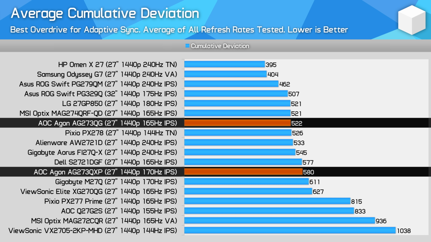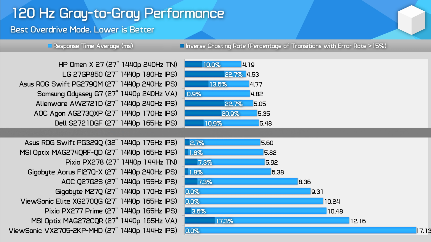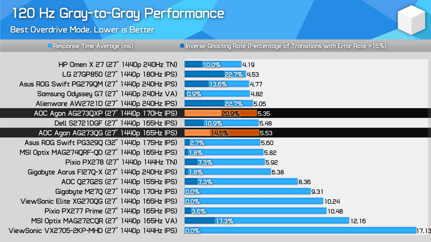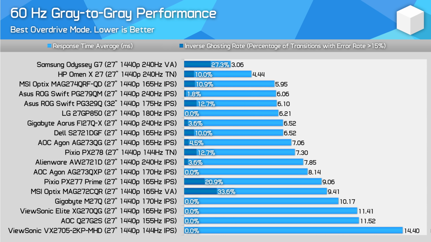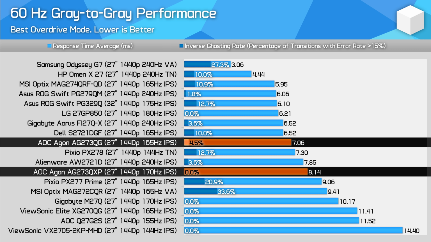Dell S2721DGF. At a fixed 120Hz, again, the AG273QG puts up a good offering, but isn't that different from other monitors that use the same panel. Similarly, at a fixed 60Hz using the best overdrive mode for this setting, performance isn't that different compared to other monitors either.